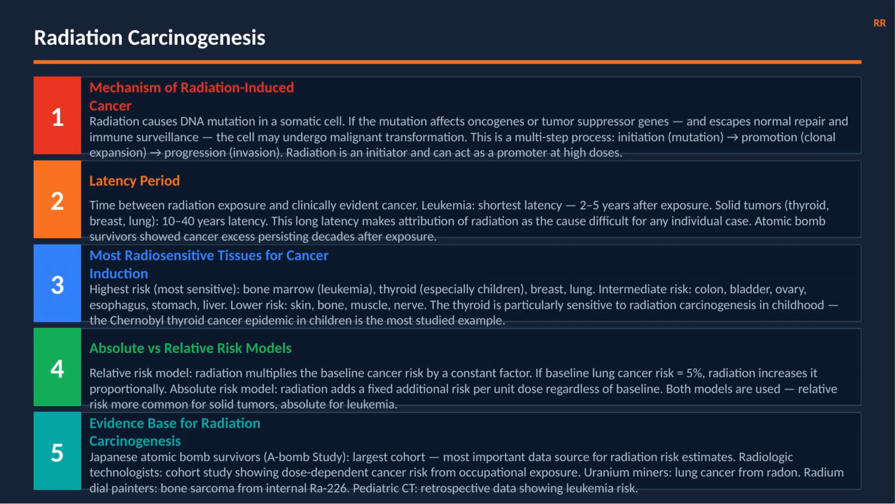The Chernobyl nuclear accident produced a large, well-documented epidemic of thyroid cancer in children and adolescents who received radioactive iodine-131 fallout. Evidence base: the Japanese atomic bomb survivor study is the largest and most important radiation risk data source. The Radiologic Technologist Cohort study showed dose-dependent cancer risk from occupational diagnostic radiation exposure. Uranium miners, lung cancer from radon. Radium dial painters, bone osteosarcoma from internally deposited radium-226. Pediatric CT, retrospective studies demonstrating leukemia risk.